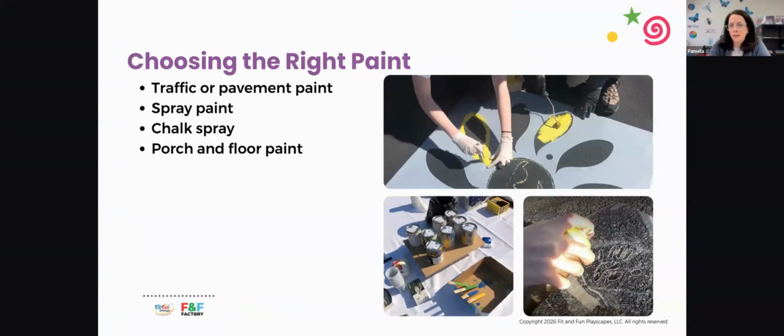Before proceeding with the painting of the playground games, we talked about you want to make sure about the pavement, but also you want to look at the different types of paint options for you. So you'll have several options for just traffic or pavement paint. Some last longer than others. And then you have spray paint, and then you have chalk spray, and then porch and floor paint. And I will go into that a little bit more.